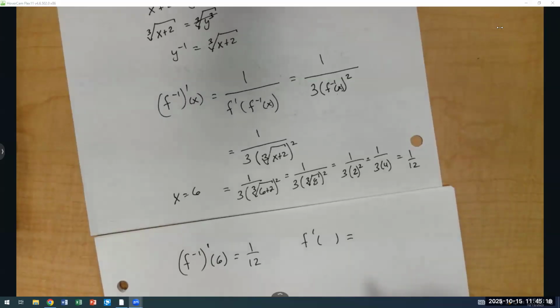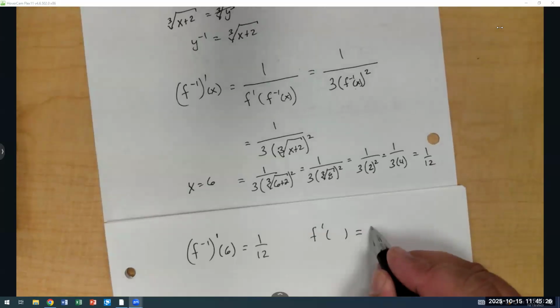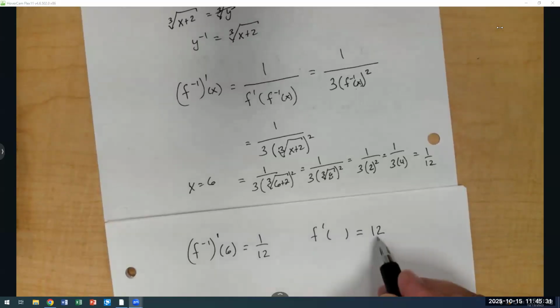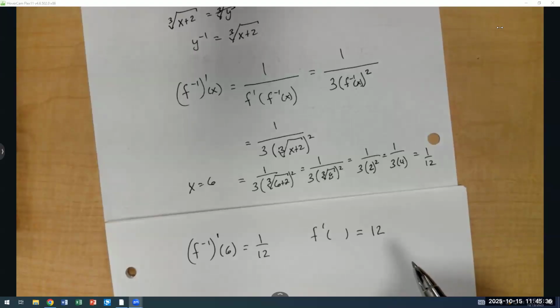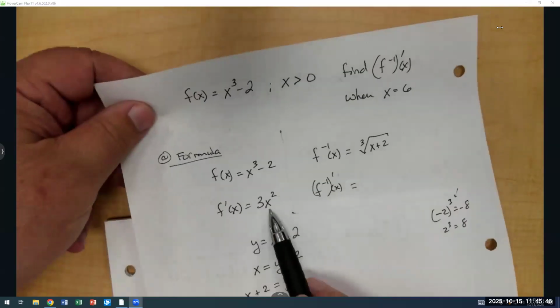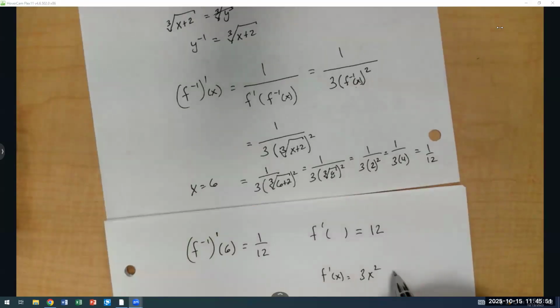What would this one be? What information would go there? 12. Because it's the opposite, this is slope. So what would the x value be to make it equal 12? What's our formula for f prime? Remember, it was 3x squared. So where is 3x squared equal to 12?